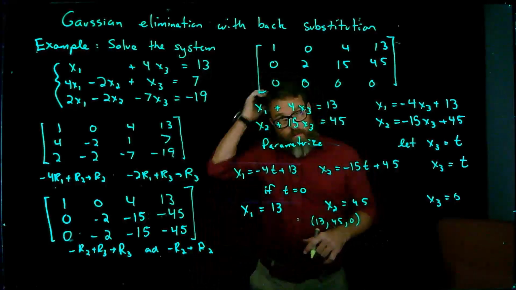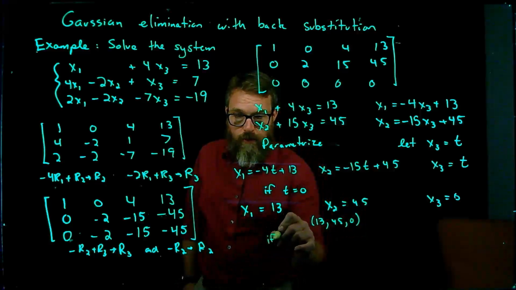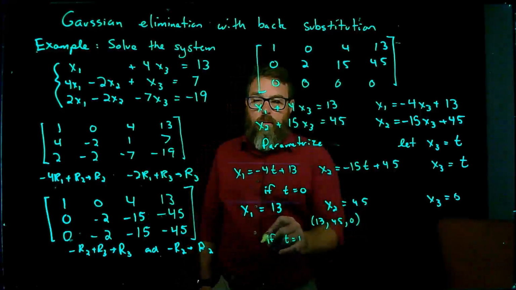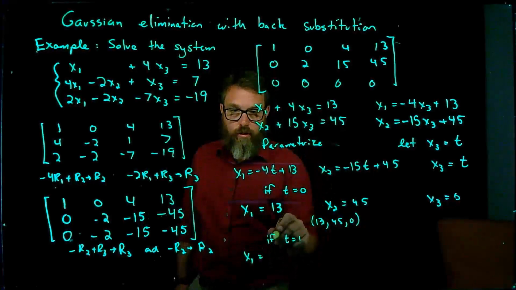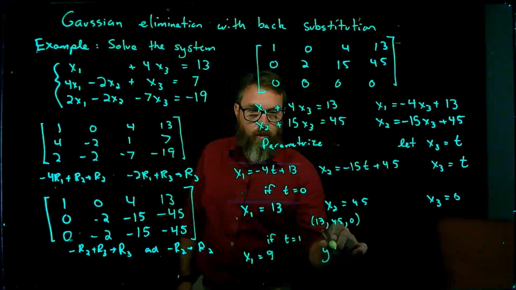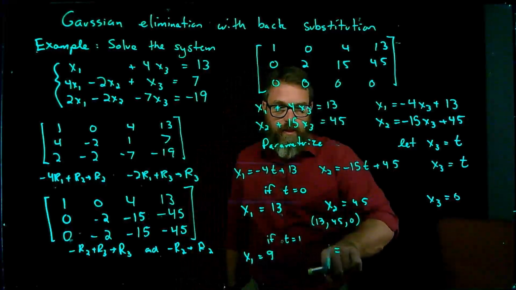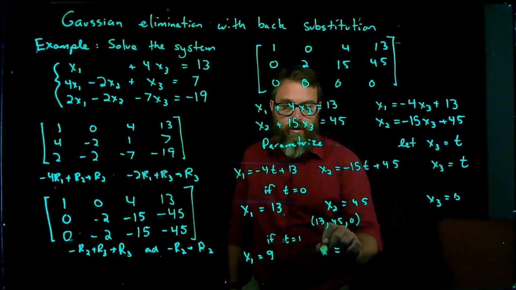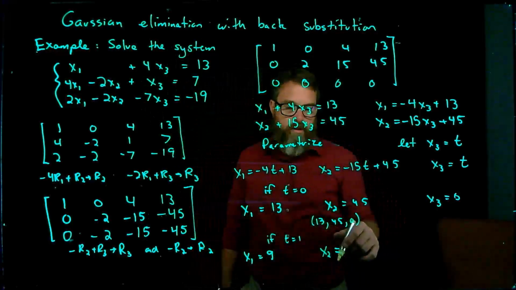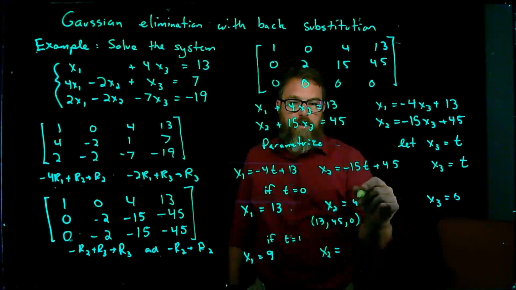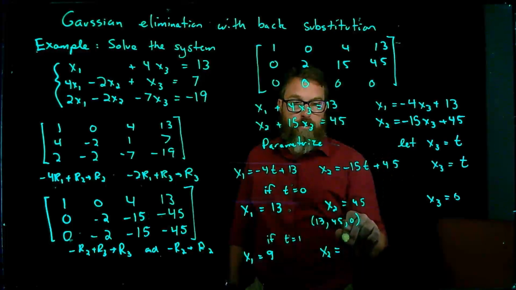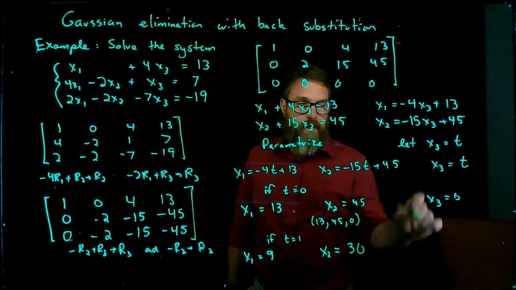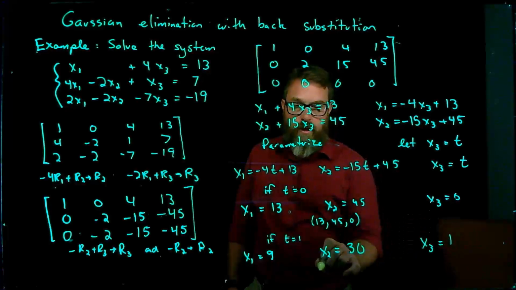Now, it's not the only solution point. Remember, this is infinite solutions, so let's pick another one. What if t is equal to 1? Well, then x1 would be negative 4 plus 13, which is 9. These are subscript variables. You could use x, y, z if you want to as well. It's just a choice. And so x2 is going to be minus 15 plus 45, which would be 30, and then x3, of course, would be equal to 1. So then we get another solution point that is 9, 30, 1.